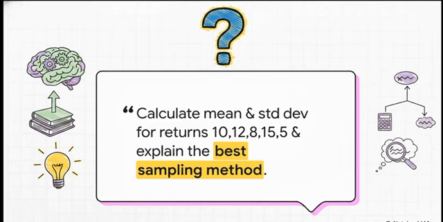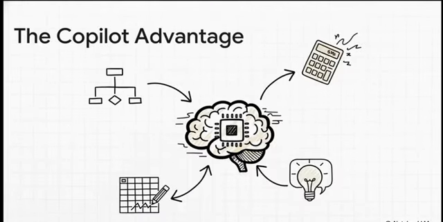Look at this prompt. We're not just asking for the numbers. We're asking it to explain and recommend. This is how you use AI to get smarter, not just to get a quick answer. A great prompt always mixes calculation with a request for conceptual understanding. And that's the real power here. You don't just get a number spit back at you.